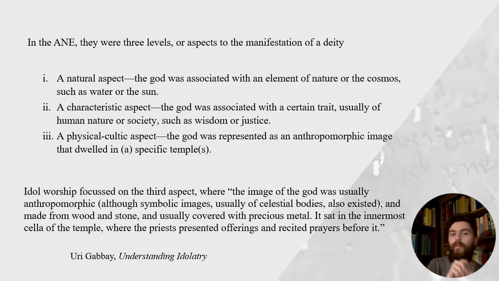And this is what idol worship focuses on. It focuses on the third aspect, where the image of the god is usually anthropomorphic, although symbolic images like celestial bodies or animals also existed. And you can see that in the prohibitions in Deuteronomy: you shall not make an image of those in the heavens above or the earth below and the animals and the fish of the sea, etc.